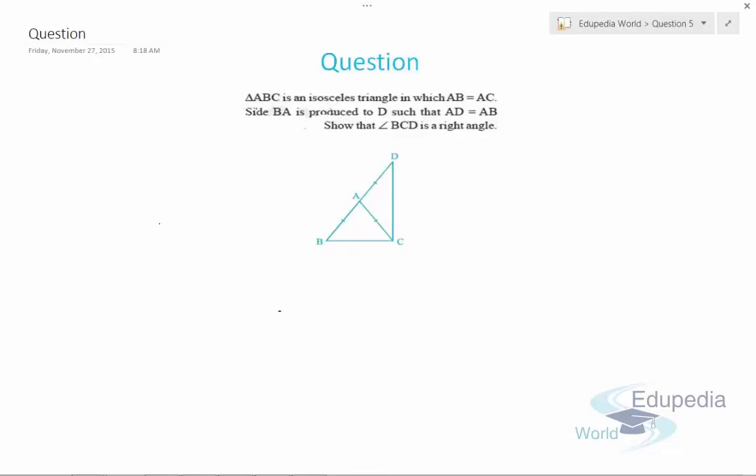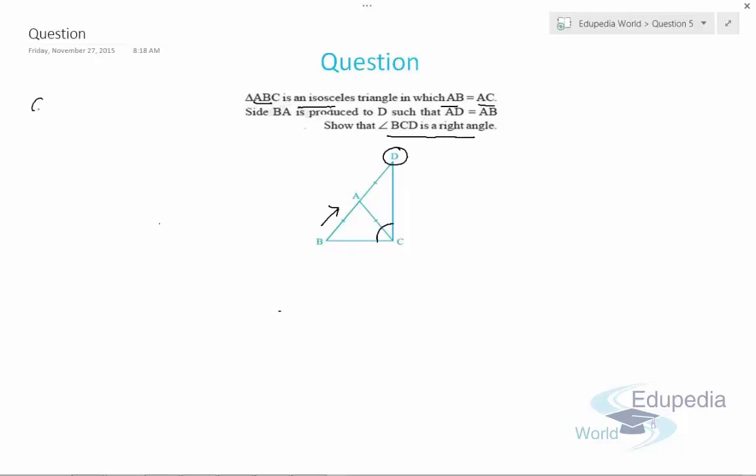Now in this question it's given that ABC is an isosceles triangle in which AB equals AC, and side BA, like this side BA, is produced to point D such that AD equals AB, and we need to show that BCD is a right angle. So we need to prove that this angle is a right angle.